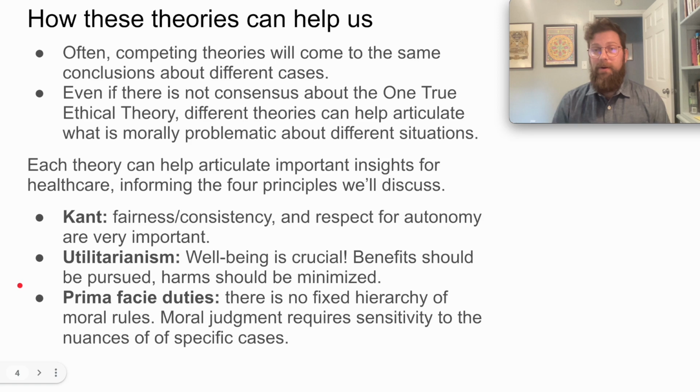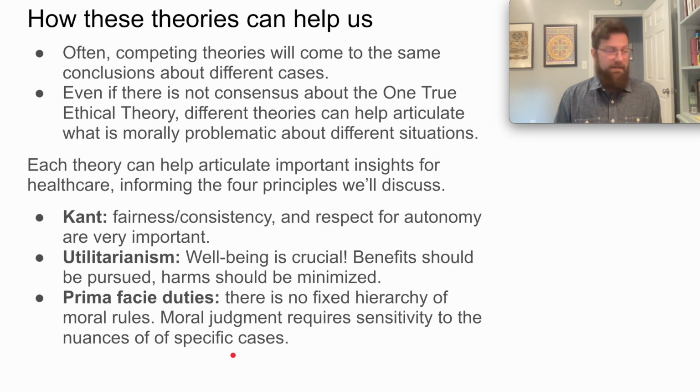And finally, we might borrow from Ross's theory of prima facie duties that there's no fixed hierarchy of moral rules. We might think of morality as maybe a number of important recommendations and advice that we have to follow as well as we can, and that we will find ourselves in situations of conflict. Maybe you might even call these situations dilemmas, because we have a number of competing values that sometimes compete with one another. Ross's theory also helpfully, maybe getting away from Kant and utilitarians, tells us that moral judgment requires sensitivity to the nuances of specific cases.